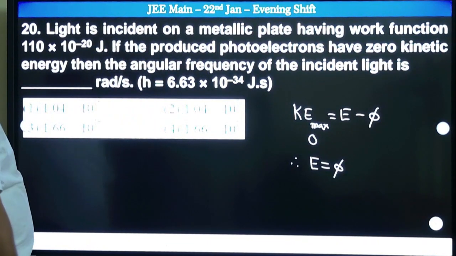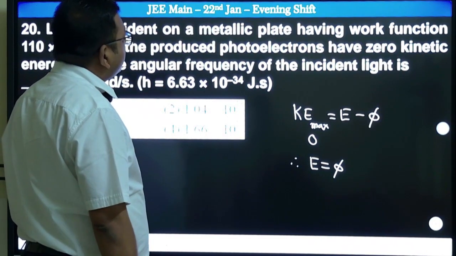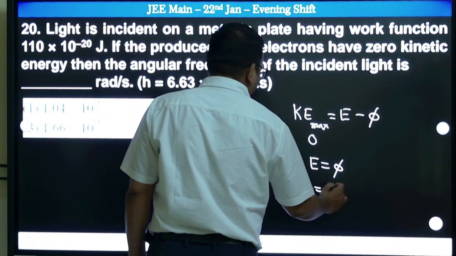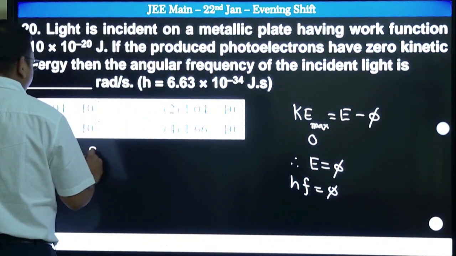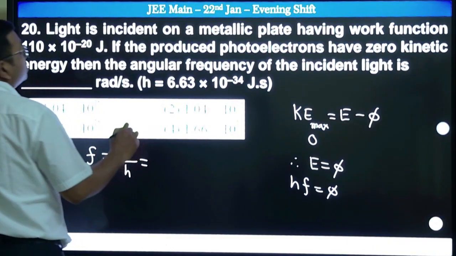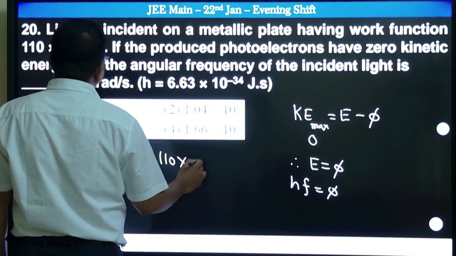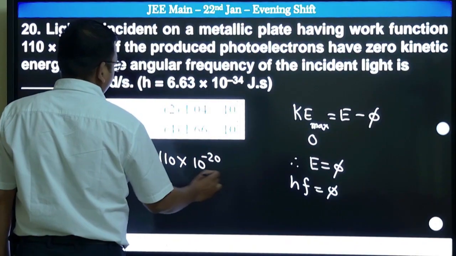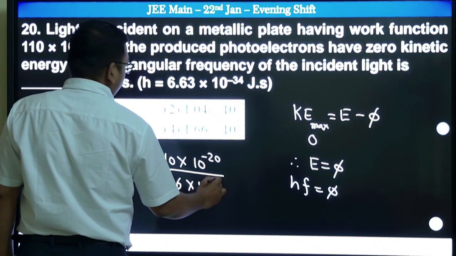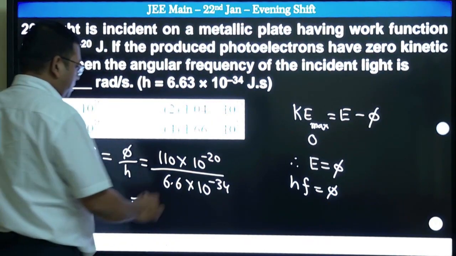What we have to calculate? Angular frequency omega, or frequency of incident light. Frequency you calculate. So h into frequency is phi. So frequency is going to be phi by h. Phi is how much? Work function they have given 110 into 10 to the power minus 20. This is nearly 6.6 into 10 to the power minus 34. If I take this value nearly, so how much will it come?